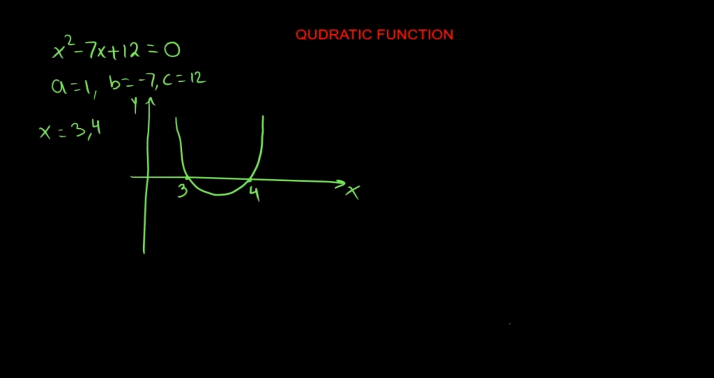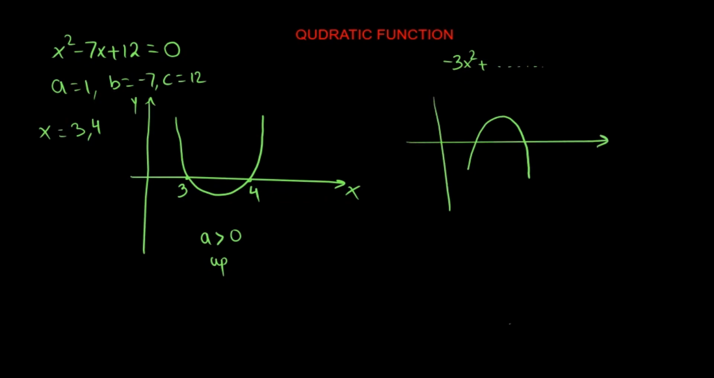Notice that a is 1, which is a positive number. When a is a positive value, the parabola would be opening upward, just like this. If your equation starts with minus 3x squared plus, doesn't matter what the rest of the terms are, as long as this number a is negative, your parabola would be opening downward. It looks like this. Here a is negative and it's opening downward.